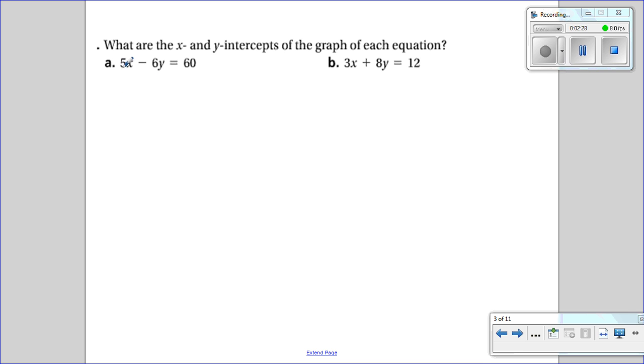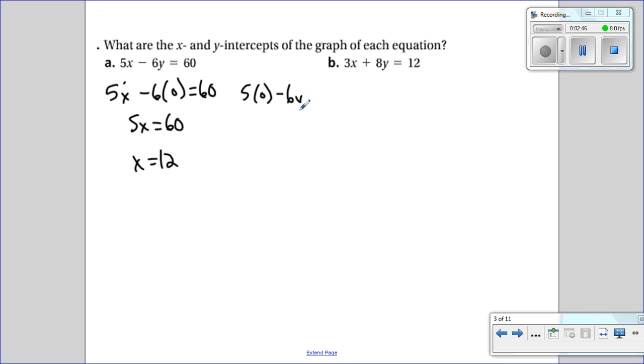So again, we just plug in 0 for y. So we get 5x equals 60. Divide both sides by 5, and you get x is 12. Then do the same for the other. So 5 times 0 minus 6y equals 60. We get negative 6y equals 60, and therefore y equals negative 10. So that is how we have our x and y intercepts.